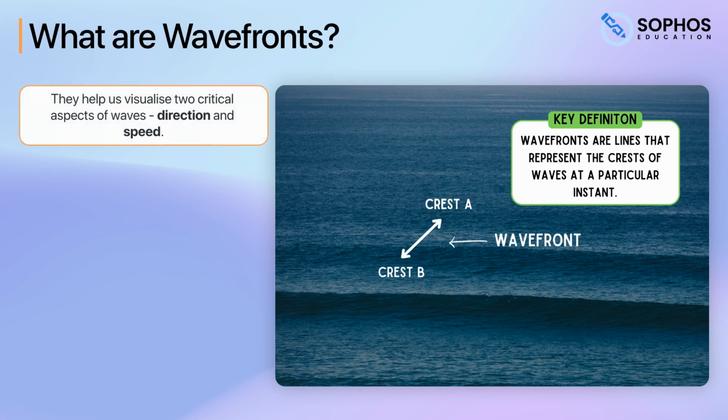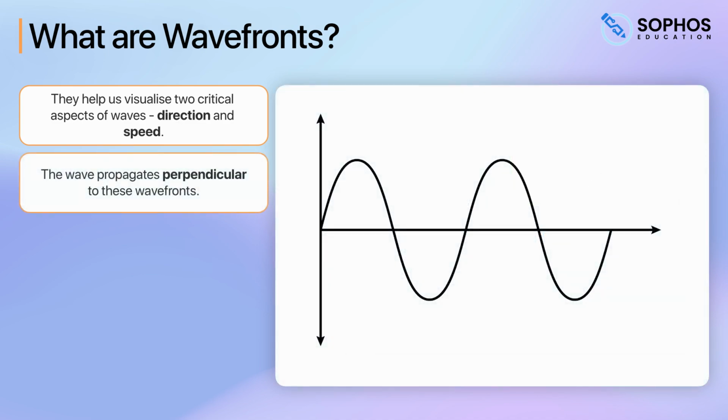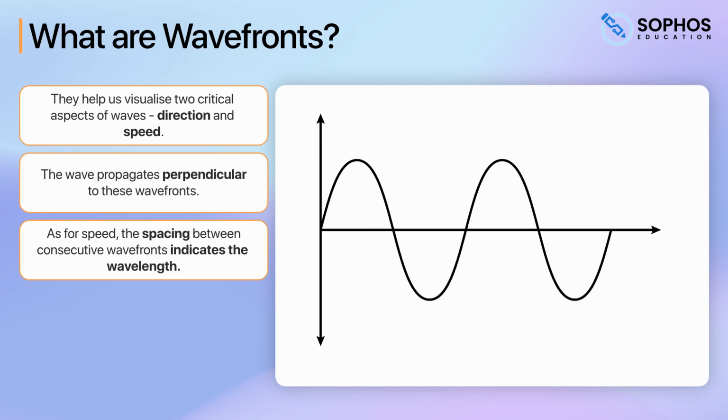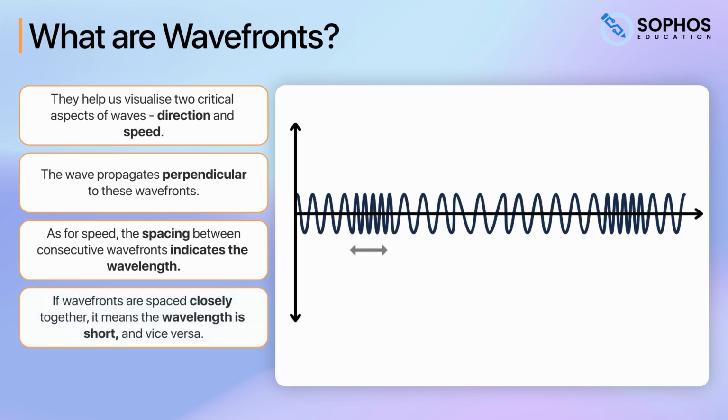They help us visualize two critical aspects of waves, their direction and speed. In terms of direction, wavefronts show us how the wave is moving. The wave propagates perpendicular to these wavefronts. As for speed, the spacing between consecutive wavefronts indicates the wavelength. If wavefronts are spaced closely together, it means the wavelength is short and vice versa.